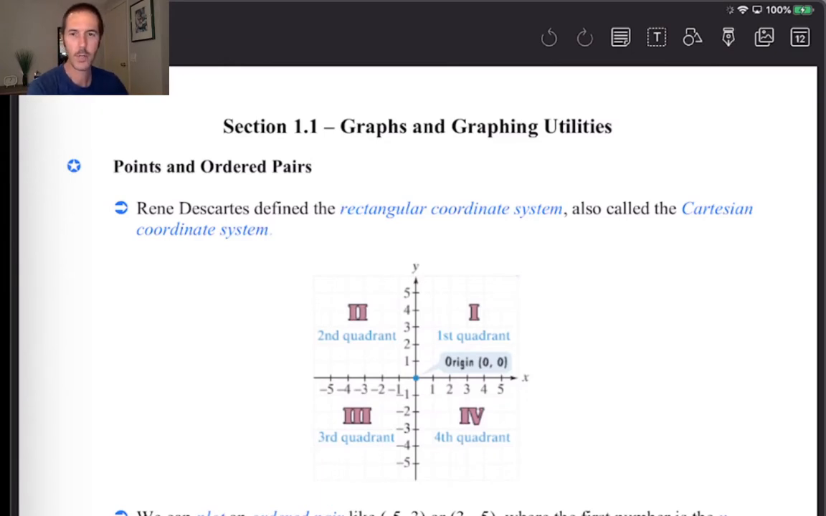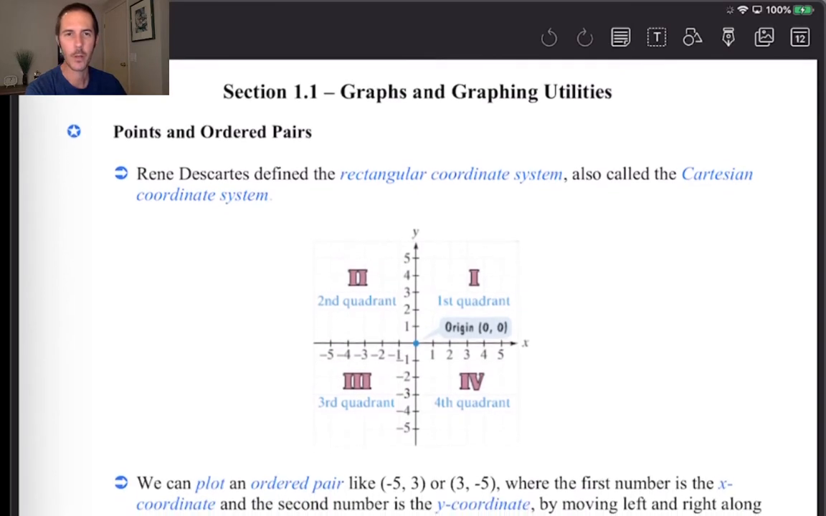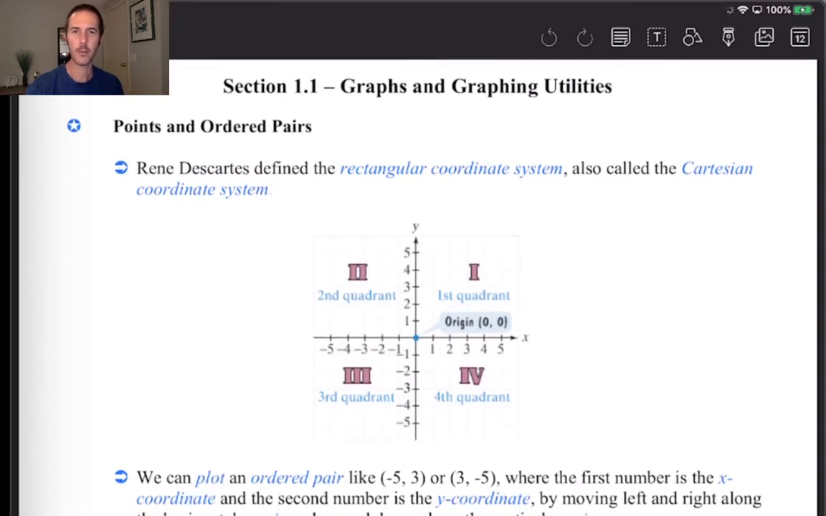In Chapter 1, Section 1, we're talking about graphs and graphing utilities. In the course that I teach, I don't use a TI graphing utility, graphing calculator. So I'm going to abstain from using that in this video also.